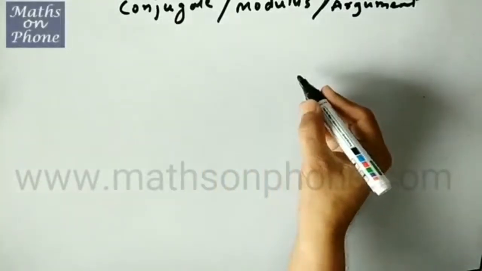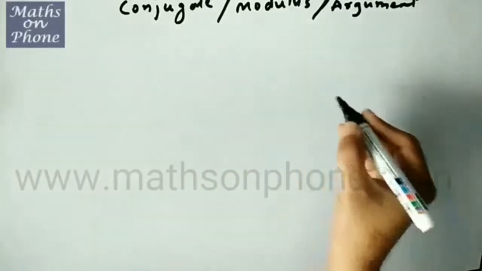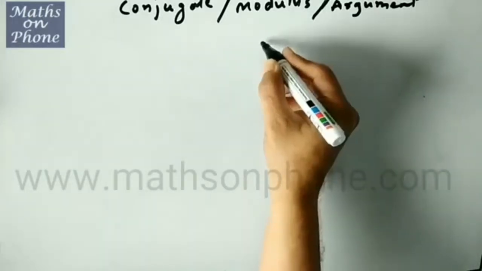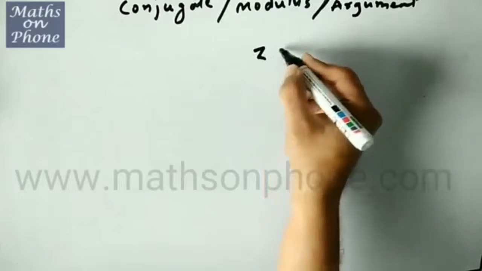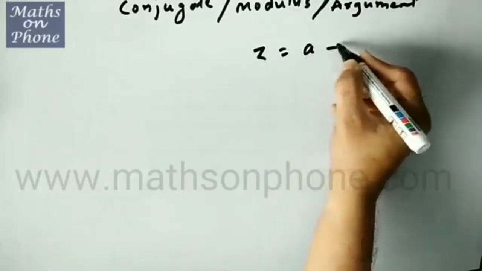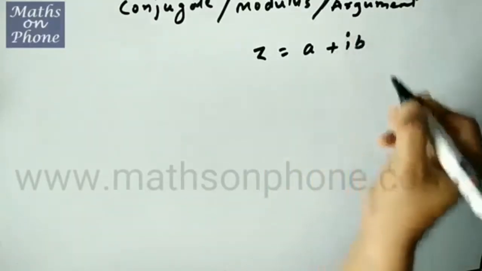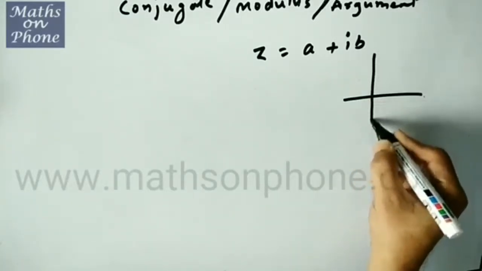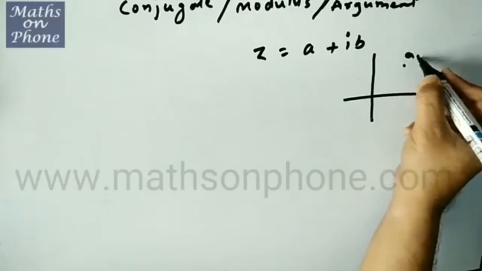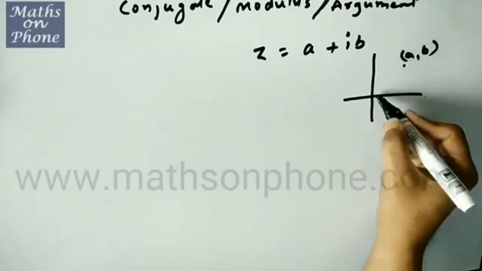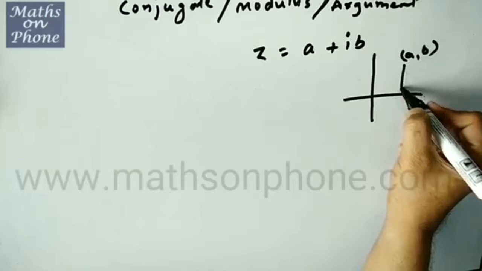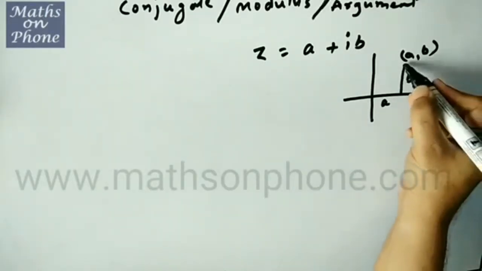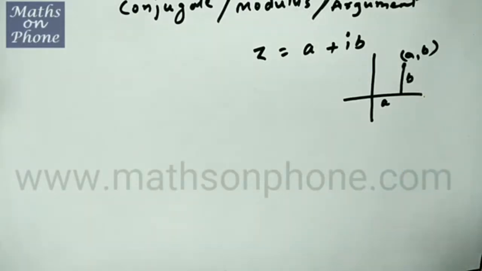Hello friends, now we will see different operations on complex numbers and their graphical representation. Suppose complex number z is in the form of a plus ib. That will be graphically represented like this, (a, b). What's that? The x coordinate is a and the y coordinate is b, like this. So this is complex number z.